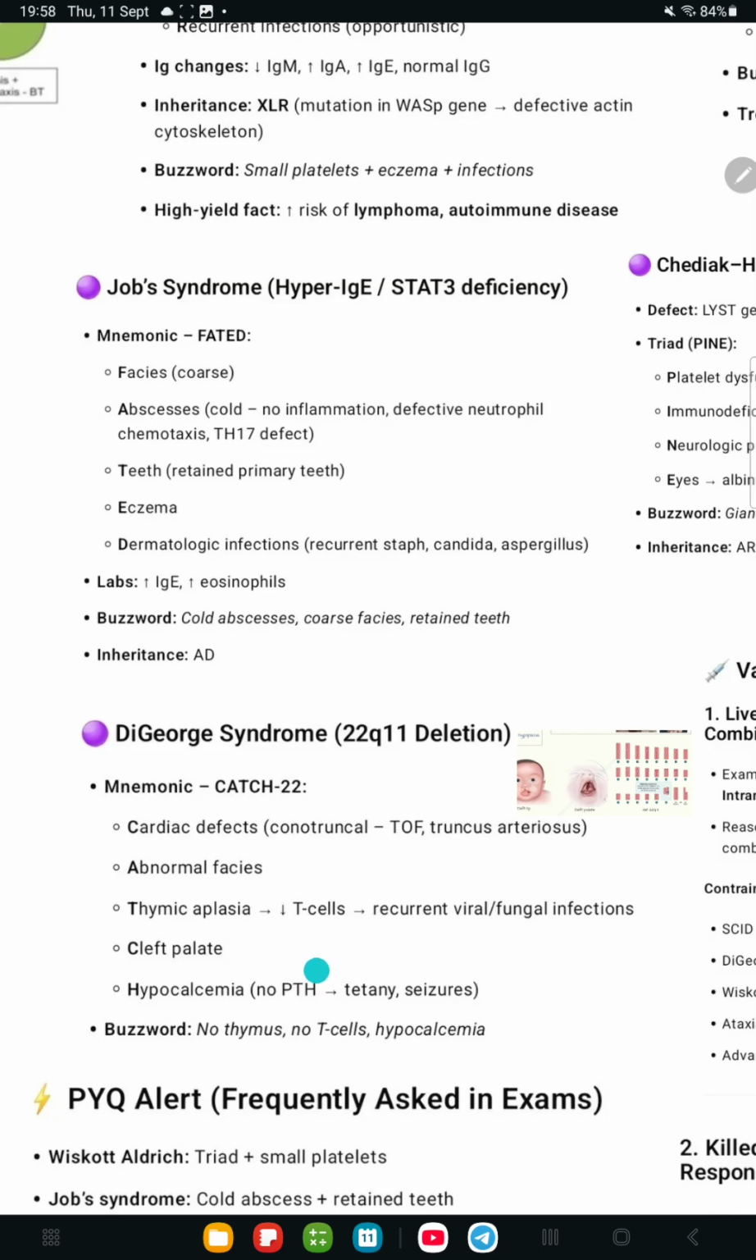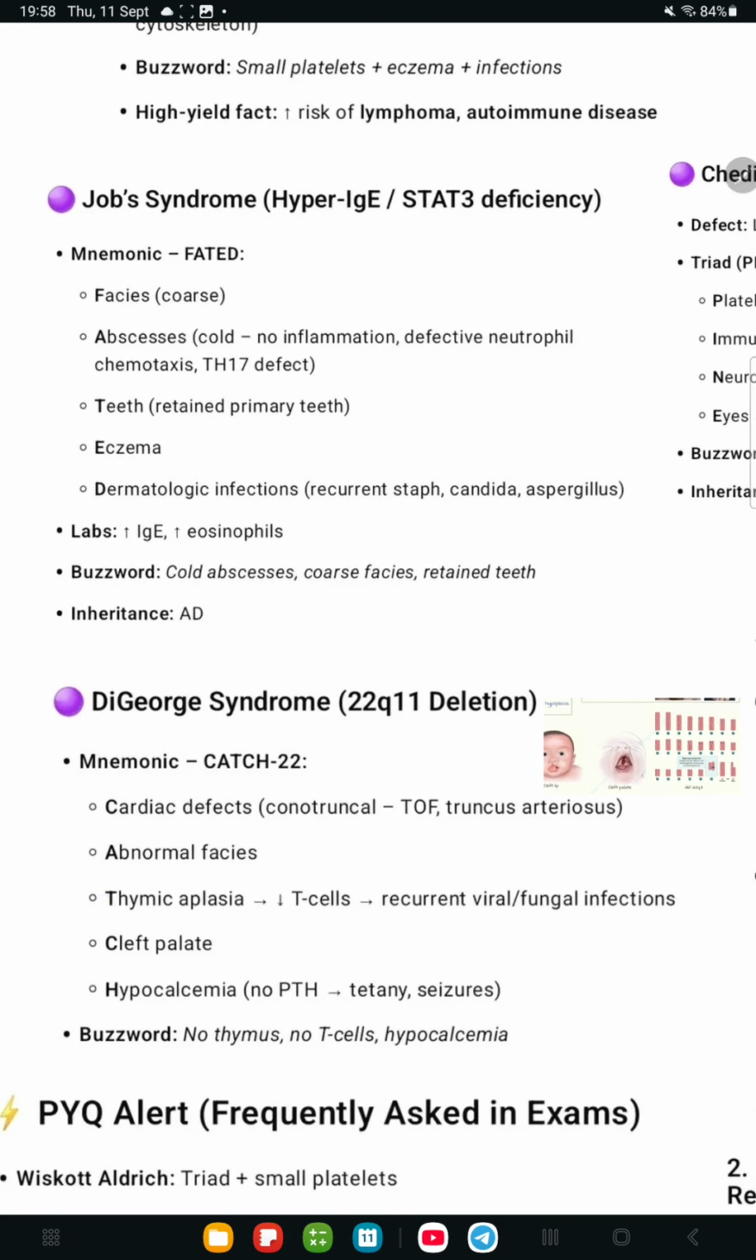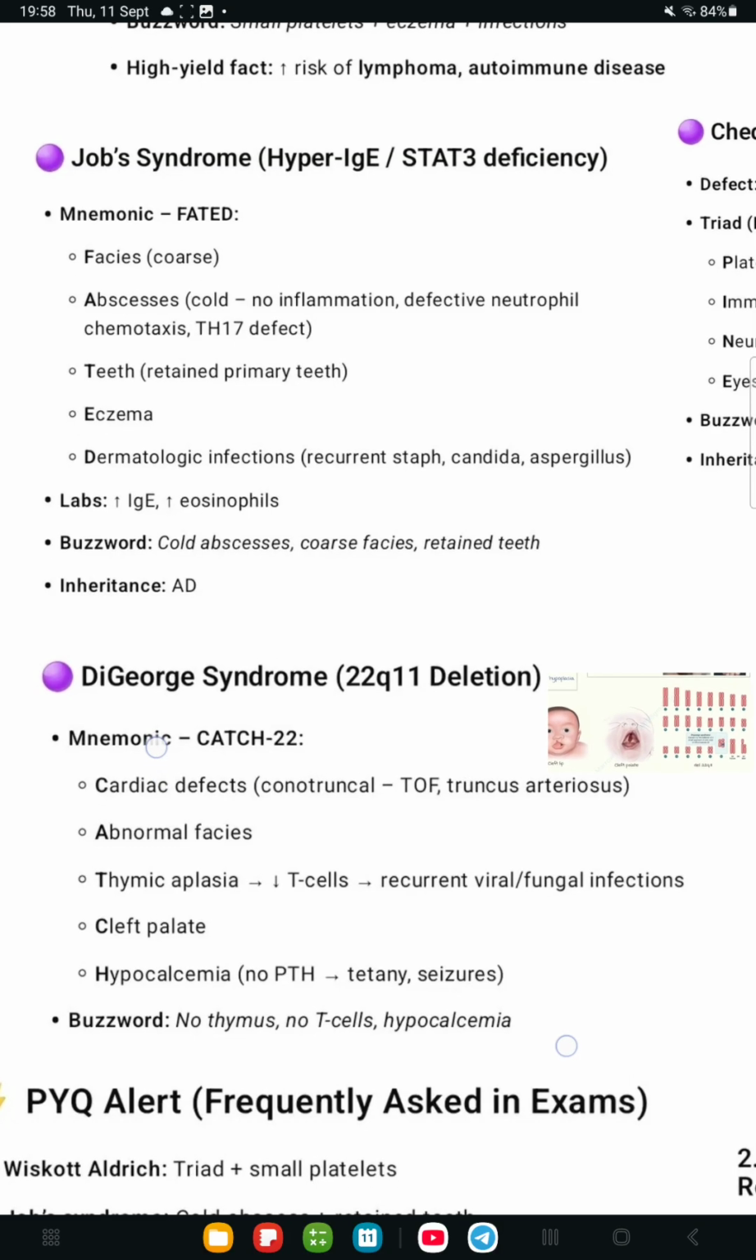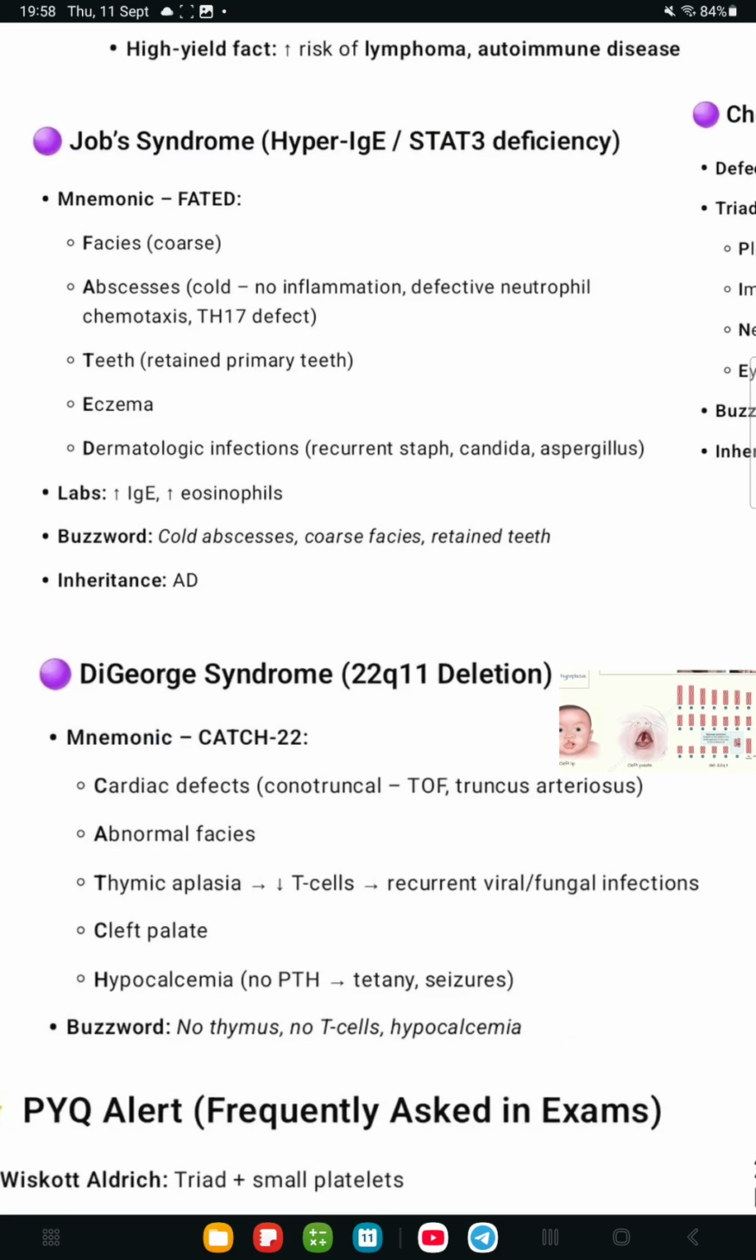Why this hypocalcemia? Because of this 22q11 deletion, there is a congenital deficiency due to the inability to form the third and fourth pharyngeal pouches, which ultimately form the thymus and parathyroid glands. That formation doesn't occur. There will be no PTH, so low calcium levels, because PTH is responsible for maintaining calcium levels, and that can present with tetany and seizures. So the buzzword here is no thymus, no T cells, hypocalcemia.